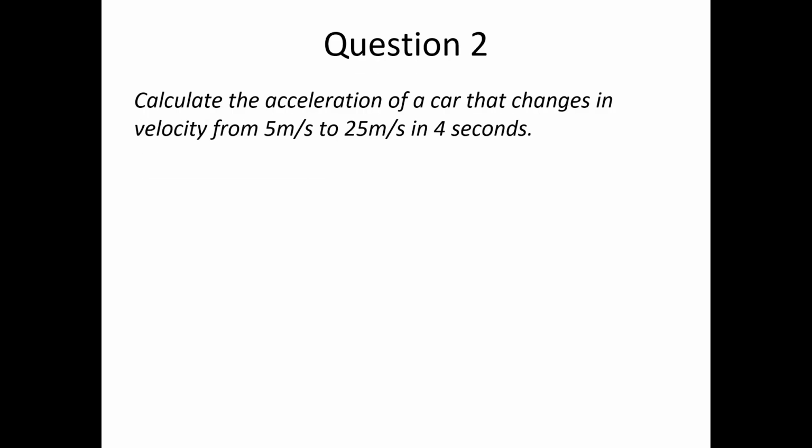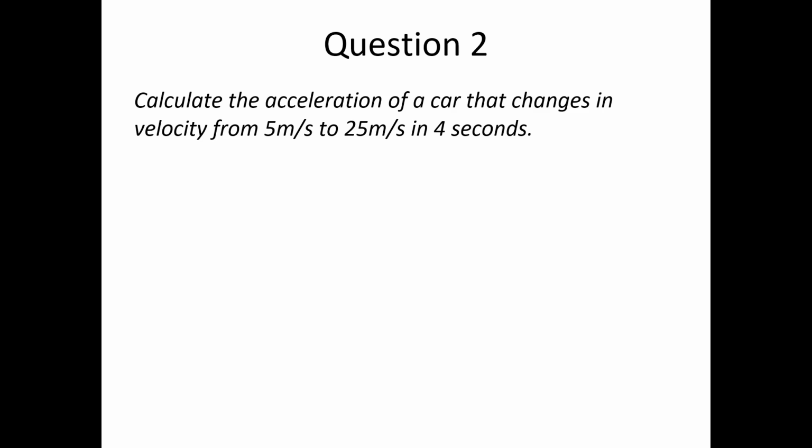Second question then, calculate the acceleration of a car that changes in velocity from 5 meters per second to 25 meters per second in 4 seconds. Now, with these questions, from now on, what I would try and do is write down the variables, okay, first, because there's a lot of numbers that you're given. So you're trying to calculate a, so I'd probably put a equals question mark, and then it says from 5 meters per second, so that means that's the initial velocity or speed. So u is 5, v then is 25, and t is 4.